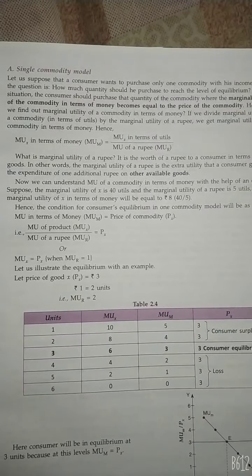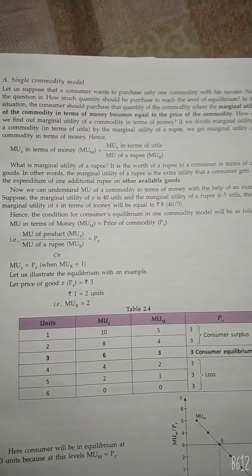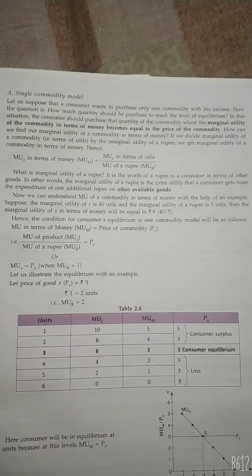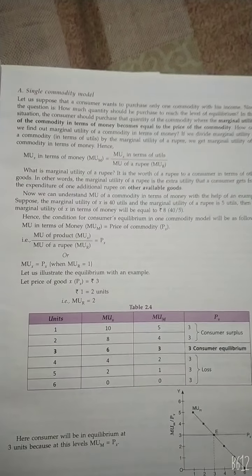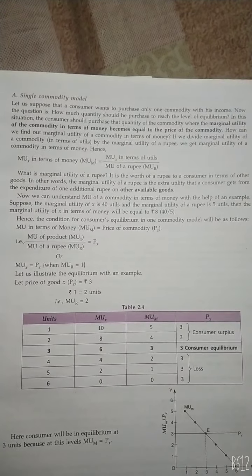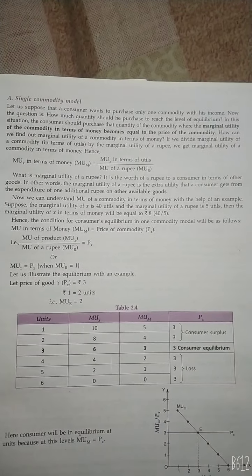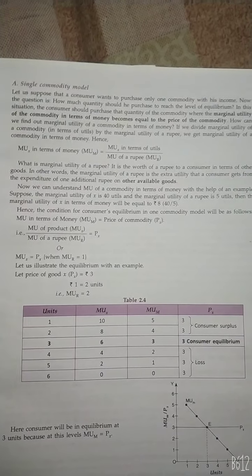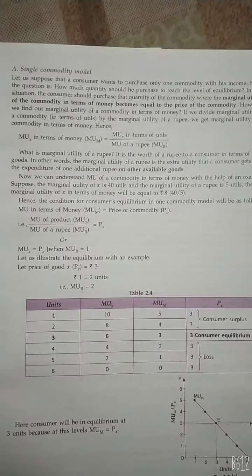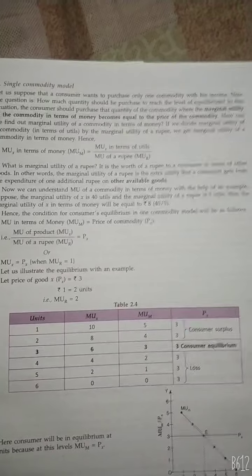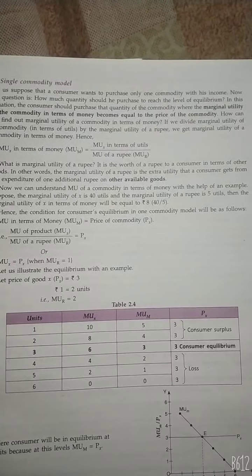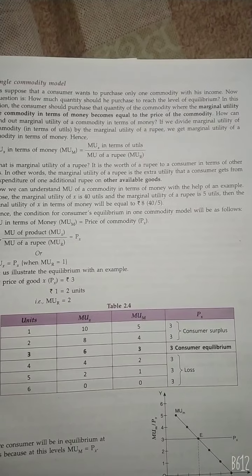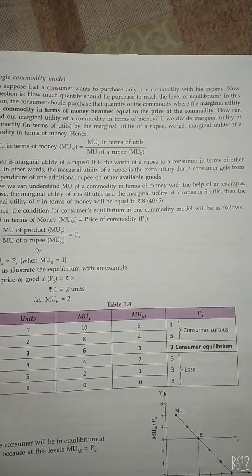Now what is the marginal utility of rupees? It is the worth of a rupee to a consumer in terms of other goods. In other words, the marginal utility of rupees is the extra utility that a consumer gets from the expenditure of one additional rupee on the available goods. We can say that a consumer defines it in terms of the utility that he derives from the standard basket of goods that he can buy with a rupee.